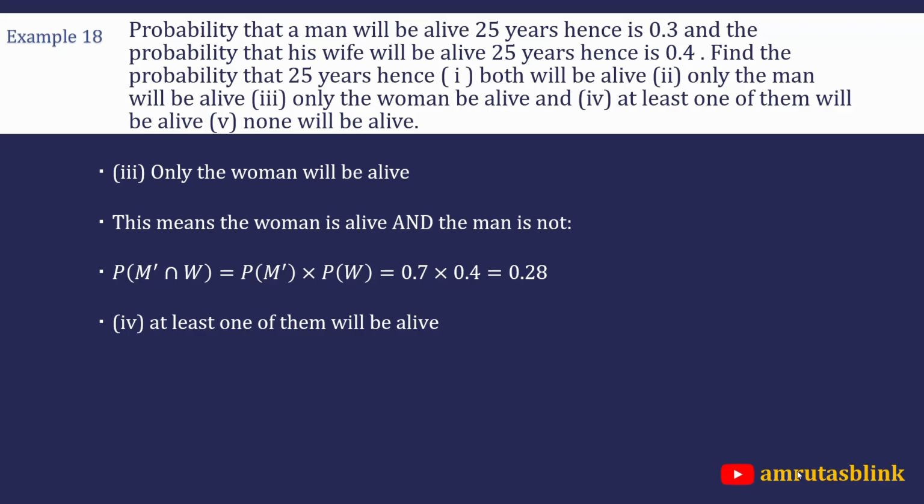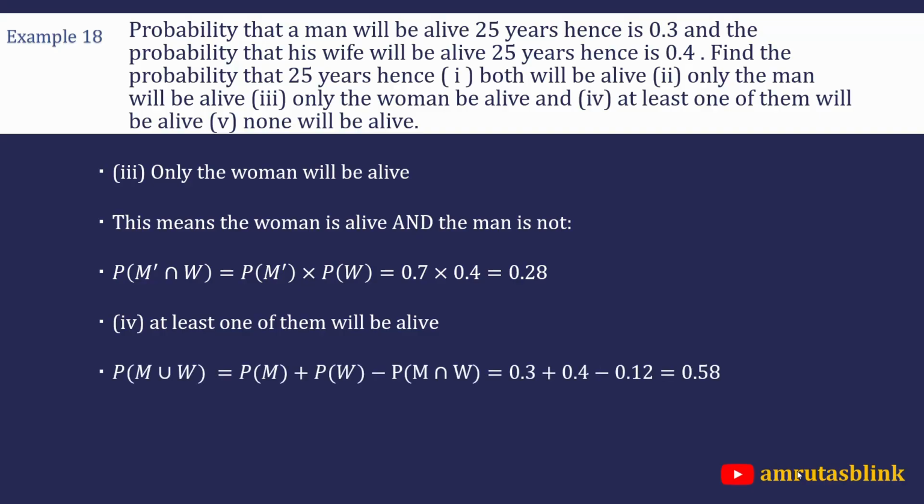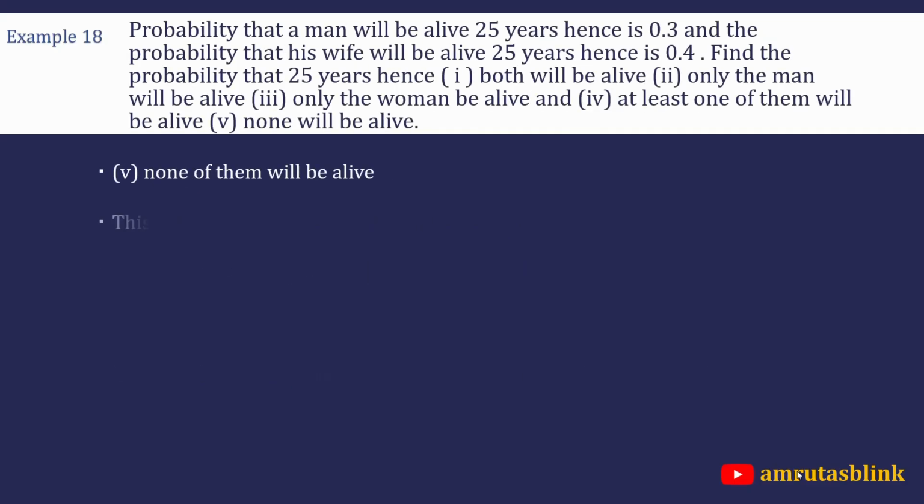Let's look at the fourth case, at least one of them will be alive. Now for at least one of them, we consider M union W. So M union W is equal to probability of M plus probability of W minus probability of M intersection W, that is 0.3 plus 0.4 minus 0.12, which is equal to 0.58.